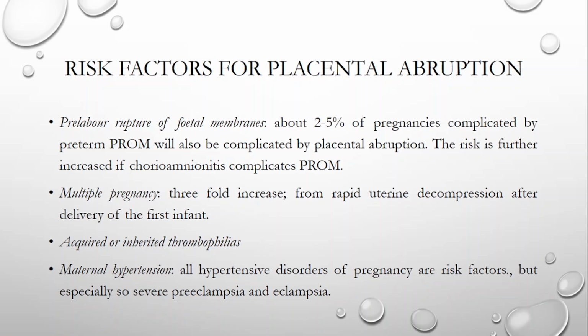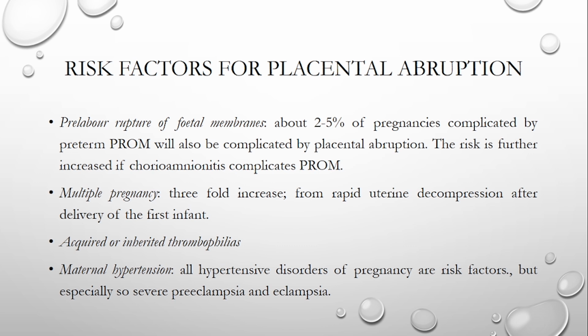Pre-labor rupture of membranes is also a very big risk factor. About 2 to 5% of pregnancies complicated by preterm pre-labor rupture of membranes will also be complicated by placenta abruption. The risk is further increased if chorioamnionitis complicates premature rupture of membrane.